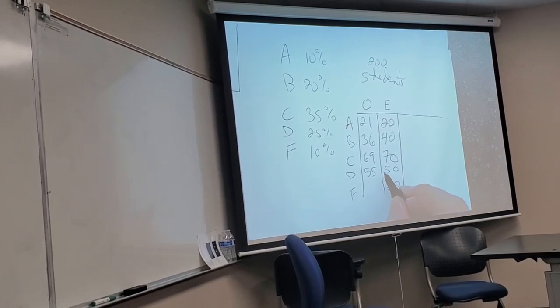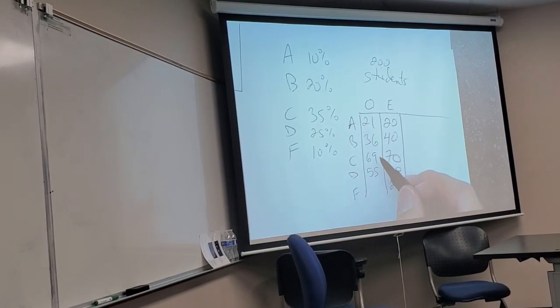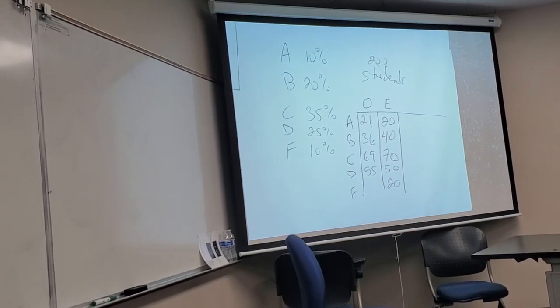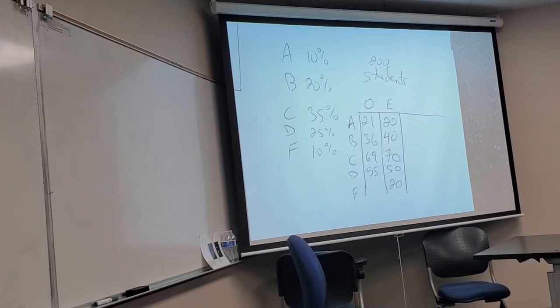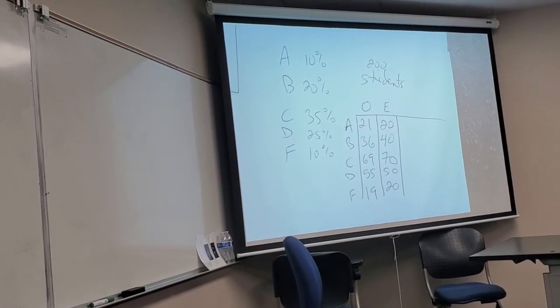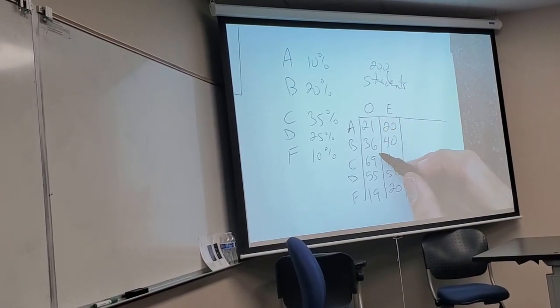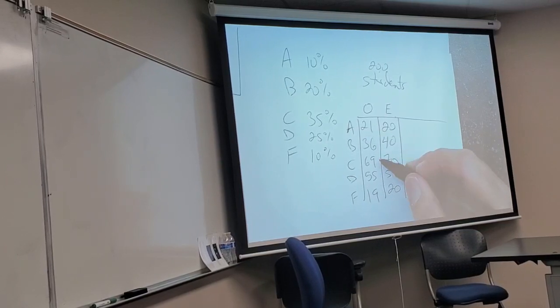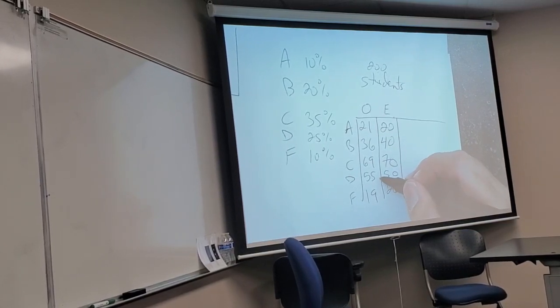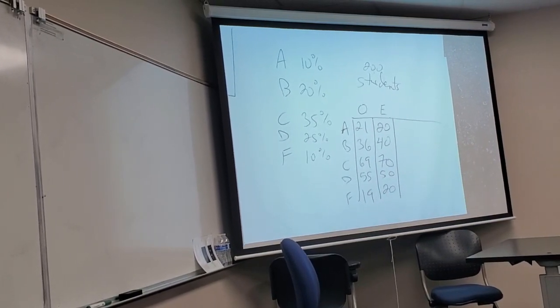55 made a D. What's that, Jeff? 126. 181. Is that right? Somebody double check me. Does that look right? 90. 126. 181. Yes. Okay.